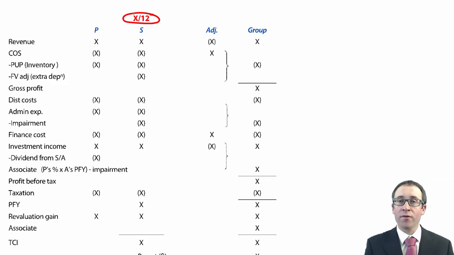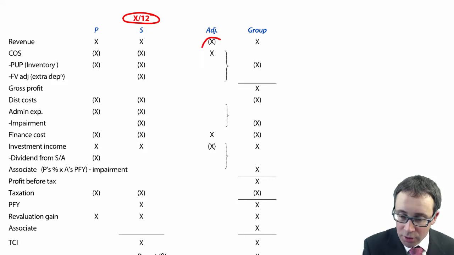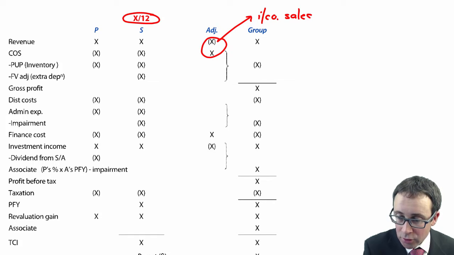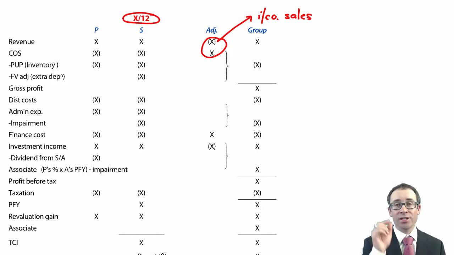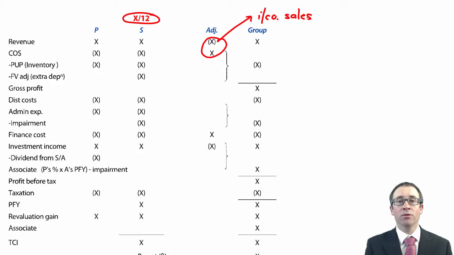Okay. If you think about the trading account at the top, the revenue and cost of sales, the adjustments that you've got there, first of all, are for your intra-company sales. So your intra-company sales, anything between P and S, S and P, doesn't matter which way around the sale took place, you need to eliminate those sales in full. So reducing the revenue and reducing cost of sales.